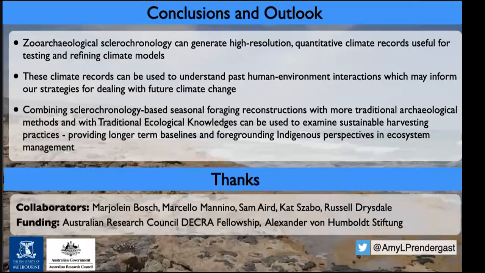So in summary, zooarchaeological sclerochronology can generate high-resolution quantitative climate records useful for testing and refining climate models. These climate records can be used to understand past human-environment interactions, which may inform our strategies for dealing with future climate change. Combining sclerochronology-based seasonal foraging reconstructions with more traditional archaeological methods and with traditional ecological knowledges can be used to examine sustainable harvesting practices, providing longer-term baselines and foregrounding Indigenous perspectives in ecosystem management.